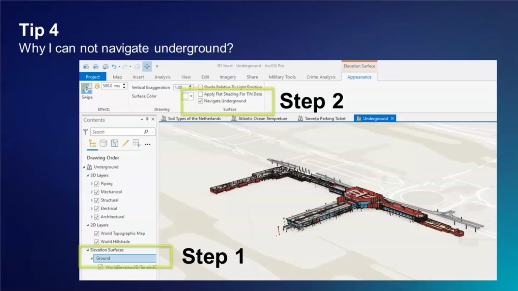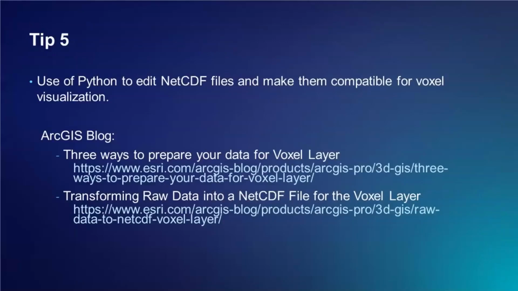Let's move on to the last tip, but not least. You can use Python to transform your data into a voxel-compatible format by combining individual time-stamped files into a single data source. In this way, you can change its data dimensions or correct its altitude orientation. You can find the Python code in the blog post of 3 ways to prepare your data for the Voxel layer. You can find the blog post link on this slide.